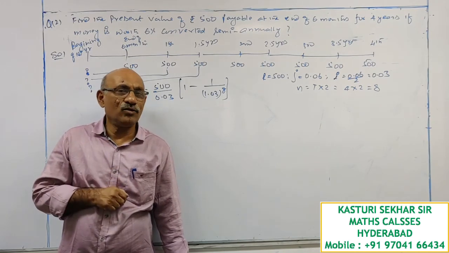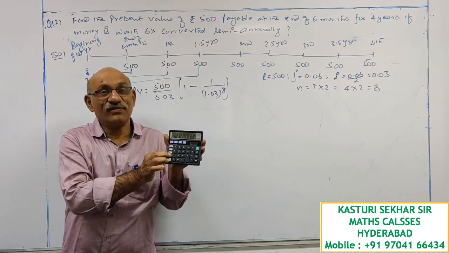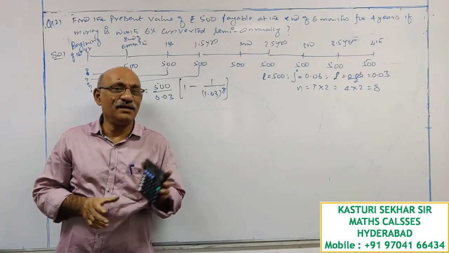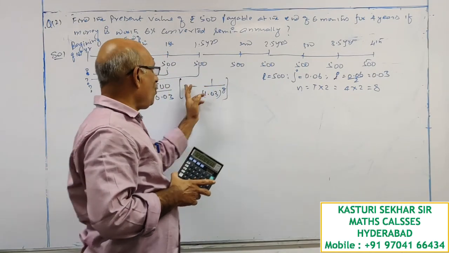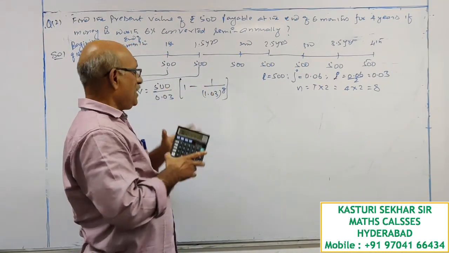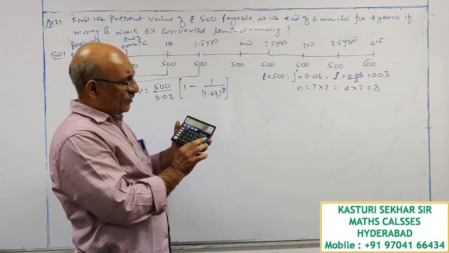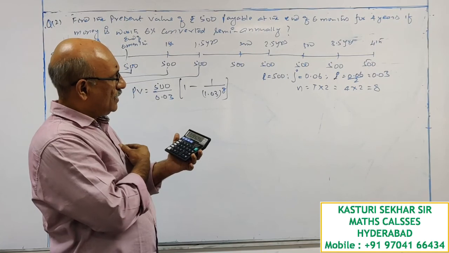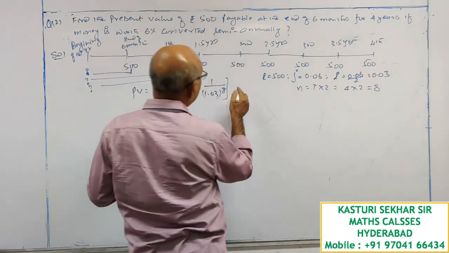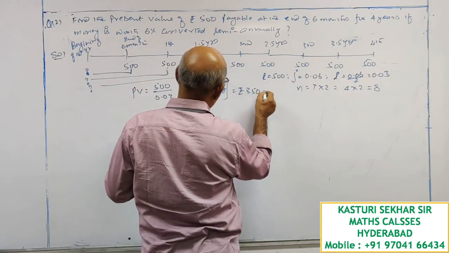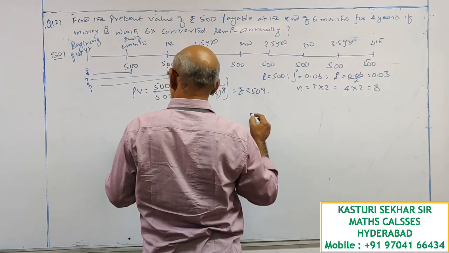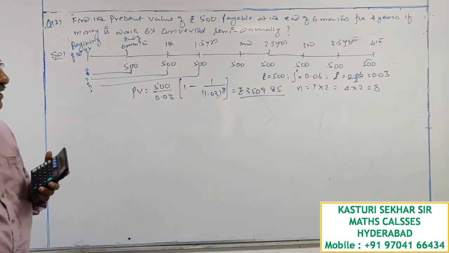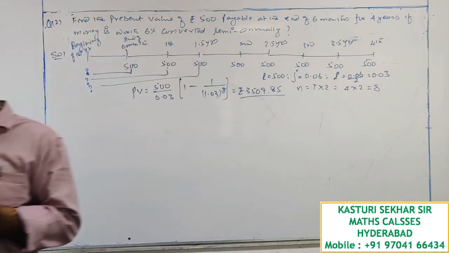So that negative sign I have to eliminate. Press the plus oblique minus button. The minus sign is eliminated. Then this whole value inside the brackets is simplified. Into 500 is equal to, divided by 0.03. So this is 3509.85 rupees. You can approximate it.